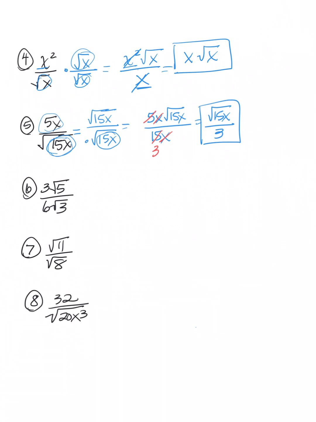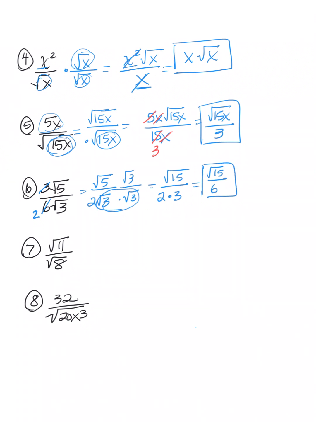First thing that jumps out is, look, there's a 3 and a 6, and they're both outside, so I can reduce that 6 to a 2. So what I have now is the square root of 5 over 2 square roots of 3. If I multiply by that square root of 3 to get rid of the radical, I'm now going to have the square root of 15 on the top, and I'll have 2 times, those 3's will pop out, right? 2 times 3 on the bottom. So I'll have the square root of 15 over 6, and it's reduced as far as I can go.